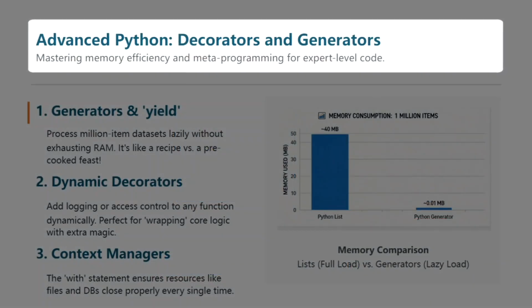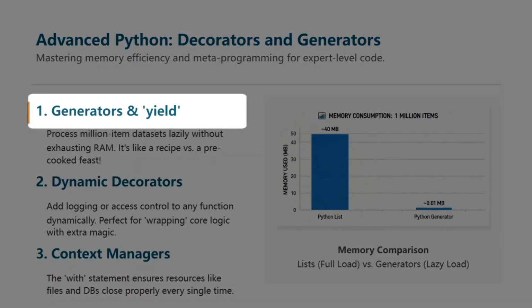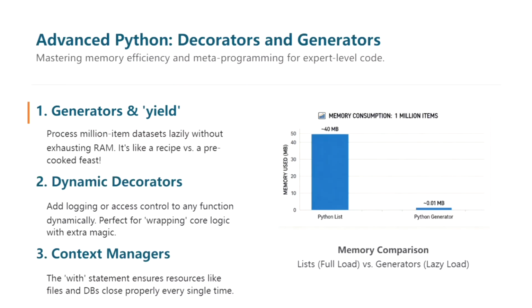Now that we've mastered the architecture of classes and object orientation, it's time to unlock some of the most powerful meta-programming features in Python. Today, we're diving into decorators and generators, tools that will truly separate your code from the beginners. First, let's look at generators. Instead of creating a list and filling it with data, we use the yield keyword. This allows Python to produce items one by one, only when they are requested. As you can see here, this is the secret to processing million-item datasets lazily.